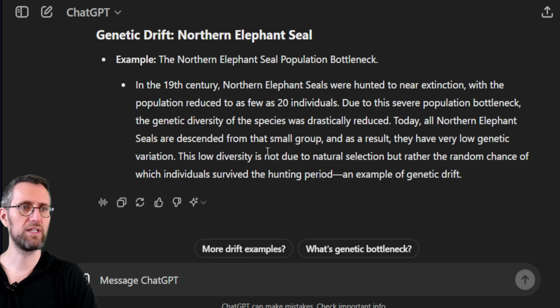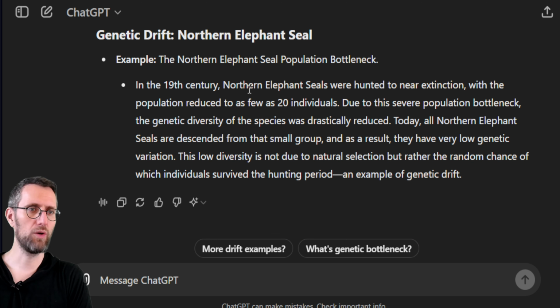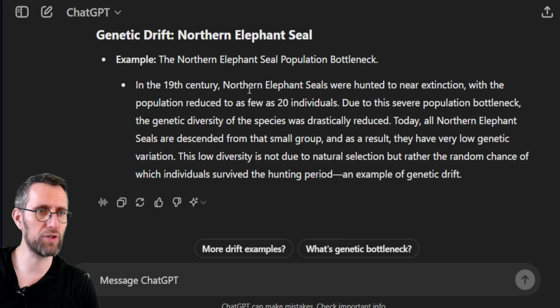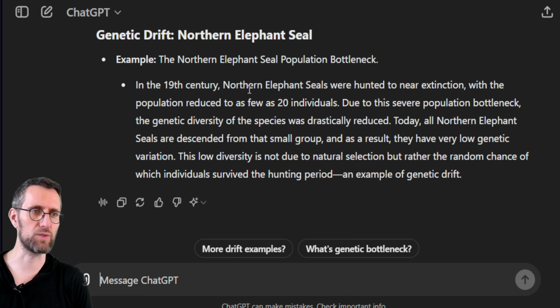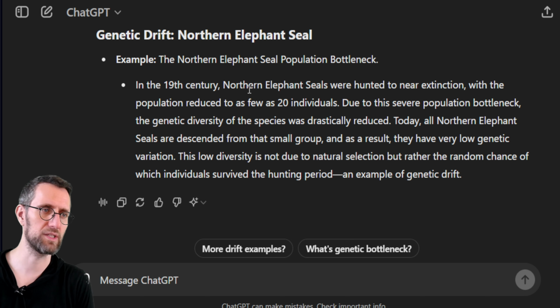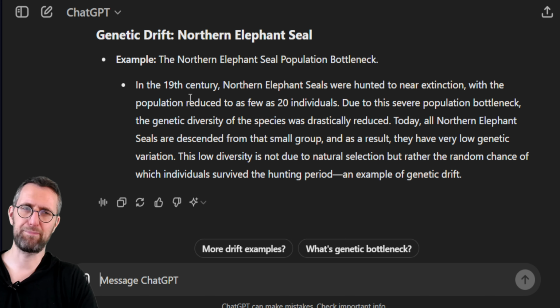It's genetic drift. In the 19th century, northern elephant seals were hunted to near extinction, with the population reduced to as few as 20 individuals. Due to this severe population bottleneck, the genetic diversity of the species was drastically reduced. Today, all northern elephant seals are descended from that small group, and as a result, they have very low genetic variation. This low diversity is not due to natural selection, but rather the random chance of which individuals survived the hunting period. An example of genetic drift. But I want a better example still.